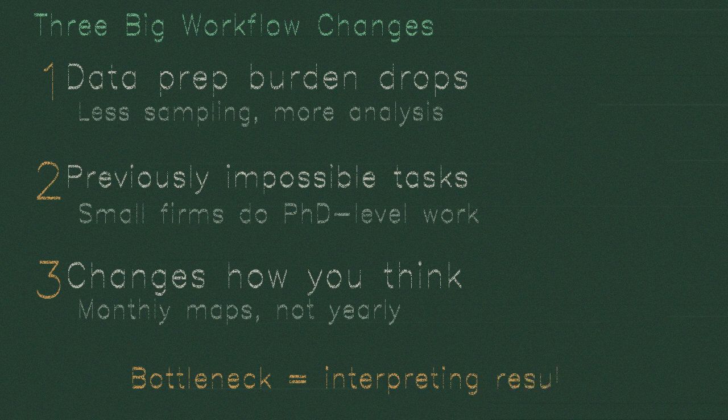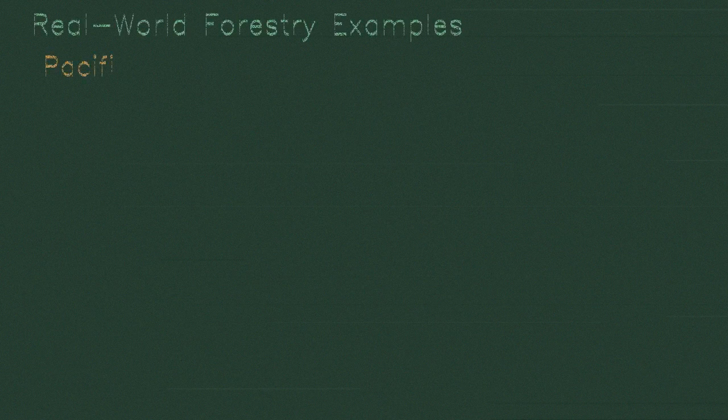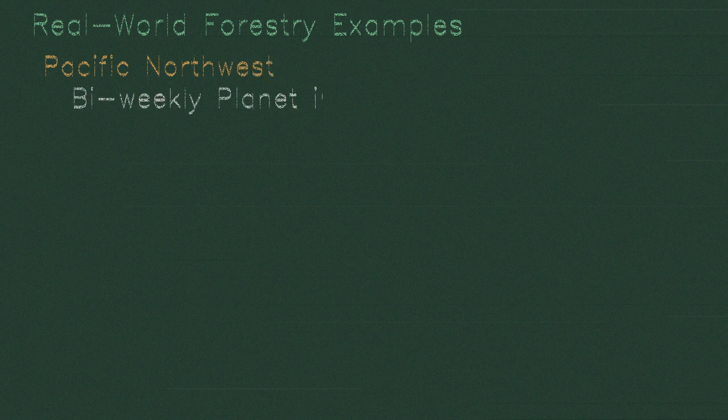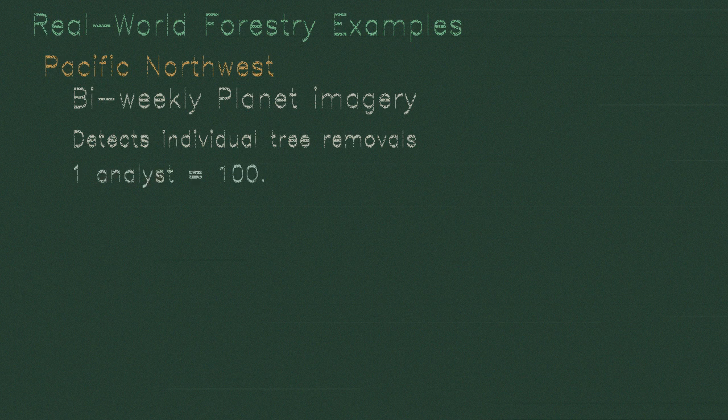Can you give us a concrete forestry example of this in action? Sure, there is a project in the Pacific Northwest where a timber company is using a fine-tuned foundation model to monitor selective harvesting compliance across their holdings. They feed in bi-weekly Planet imagery. The model detects individual tree removals and compares them against the approved harvest plan in near real time. That used to be a job for field crews driving logging roads. Now, one analyst with a laptop can monitor 100,000 hectares.